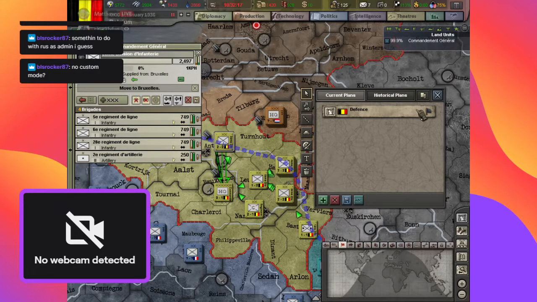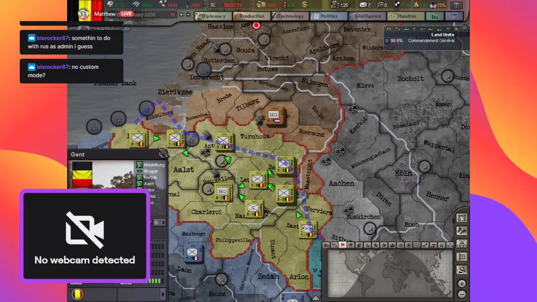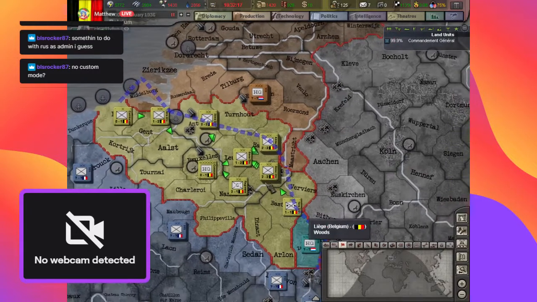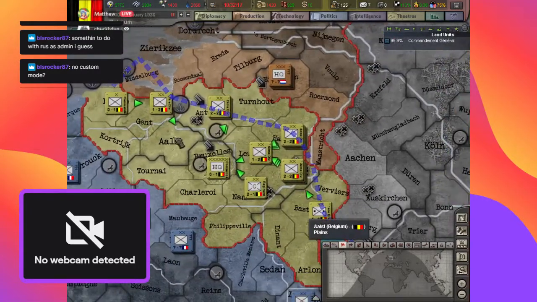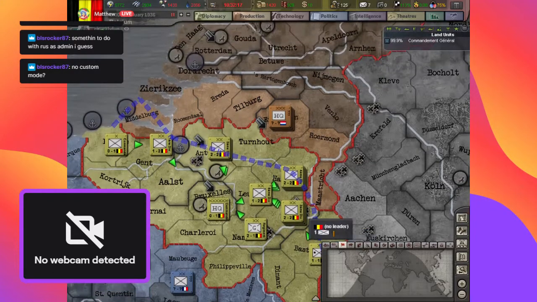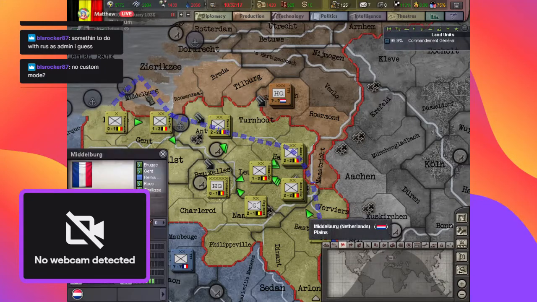So what I figure is, there's no way I'm going to defeat Germany in a one-on-one battle. They just have too much manpower. They have too much technology. So I'm going to set up a defensive line from here, Middelburg, which is the Netherlands.